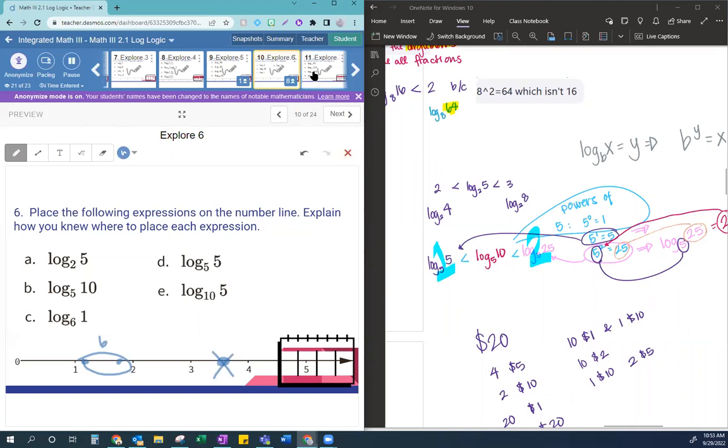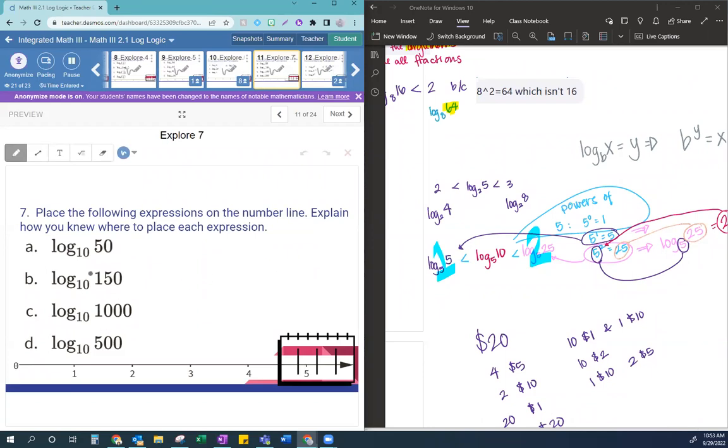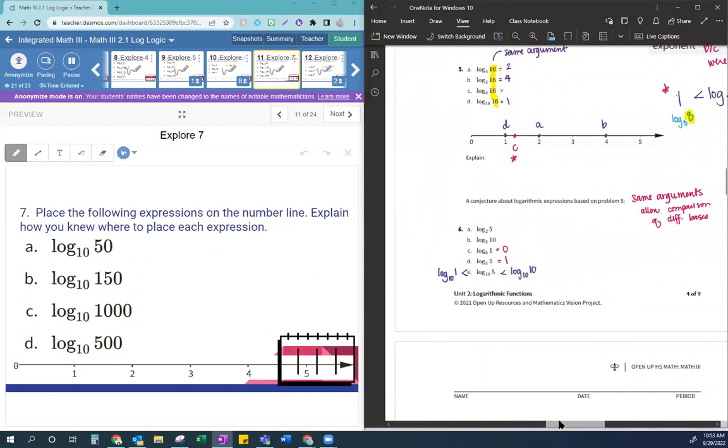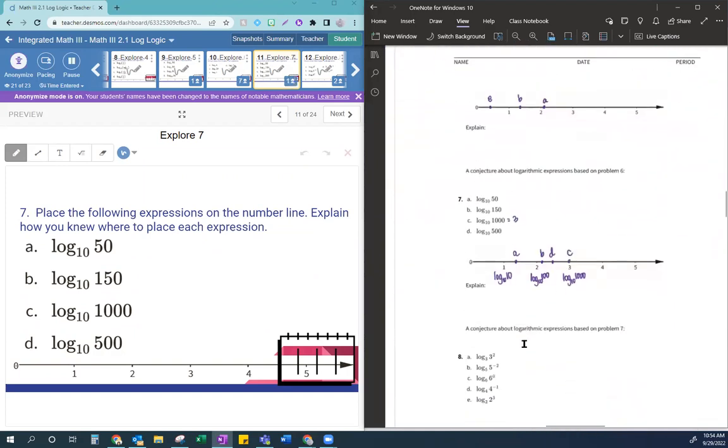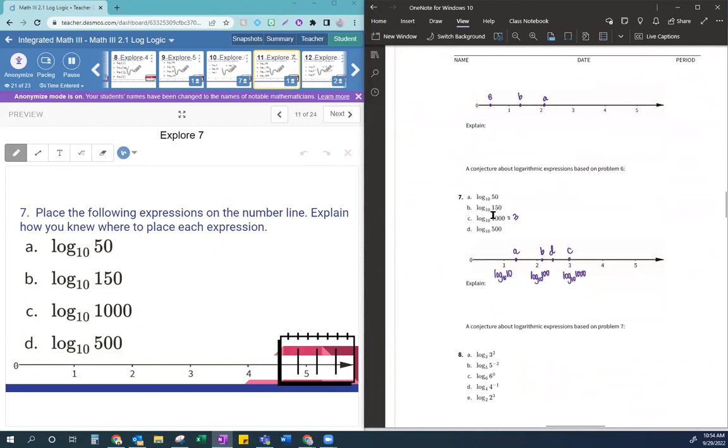Okay, continuing on our little review here, if you notice, all of the bases were the same. Because the bases were all the same here, that meant that I could play with the arguments. And so notice here, the biggest argument was going to be C. That's why C is all the way to the right. The smallest argument was 50. That's why A was first, right? So again, you're going to play with what's the same and what's different, okay?